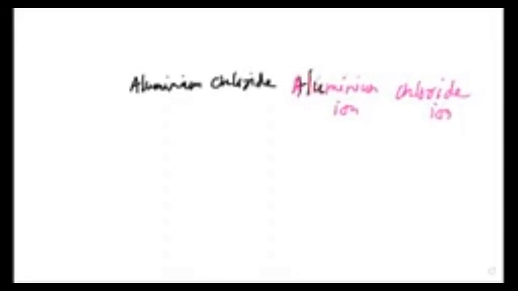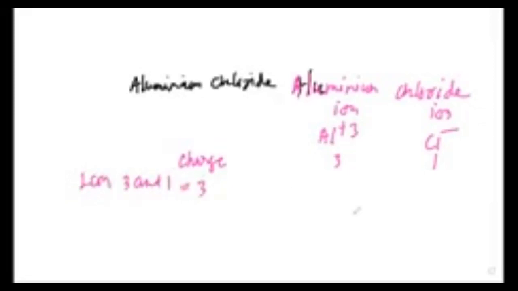This is the aluminium ion. Aluminium ion we write as Al 3+. Chloride ion we write as Cl minus. So when we write the charges, here the charge is +3 and here the charge is -1. If we remove the sign, my dear students, we have the charges as 3 and 1. Now if we take the LCM of 3 and 1, that is equal to 3. So we will write the LCM here. So here we shall write 3, here we shall write 3.